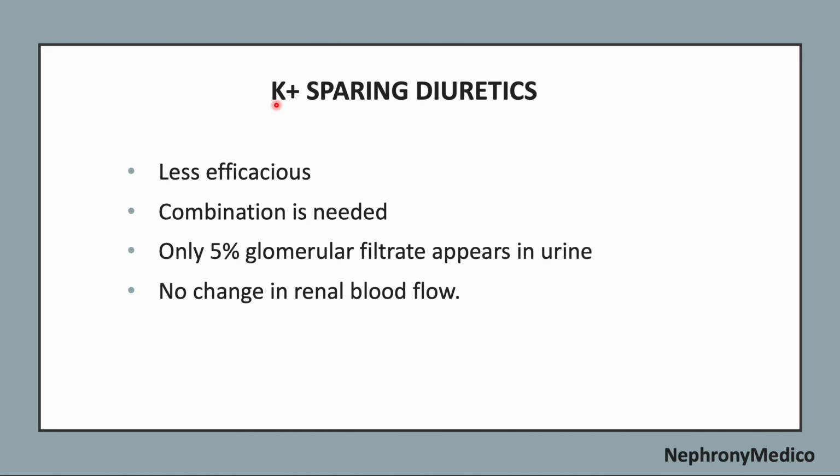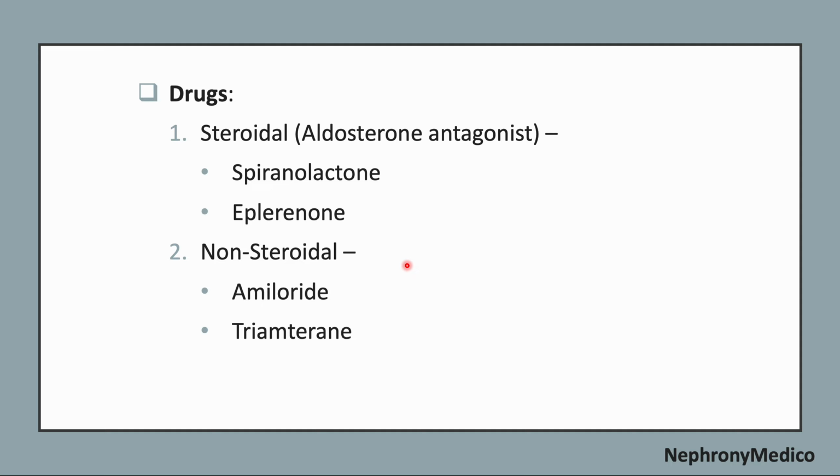Now, let's talk about potassium sparing diuretics. It is less efficacious and its combination is needed. Only 5% of glomerular filtrate appears in the urine, and there is no change in the renal blood flow. Drugs include steroidal ones like spironolactone and eplerenone, and non-steroidal ones like amiloride and triamterene.